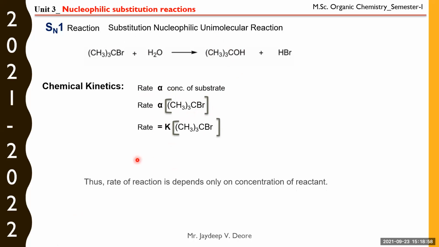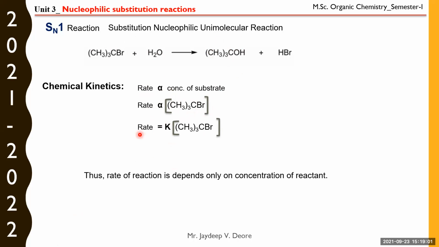From this rate, we can easily say that the rate of reaction depends only on the concentration of reactant, that means tertiary butyl bromide. Hence, in the slow step, only the concentration of reactant is going to be involved. Therefore, the reaction is a unimolecular reaction. This is the basic kinetic study of this reaction, and it is very important. We can easily identify whether the reaction is unimolecular or bimolecular, what the rate of reaction is, and what type of species should be involved in the rate reaction.